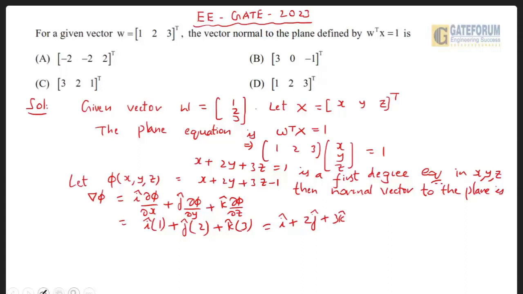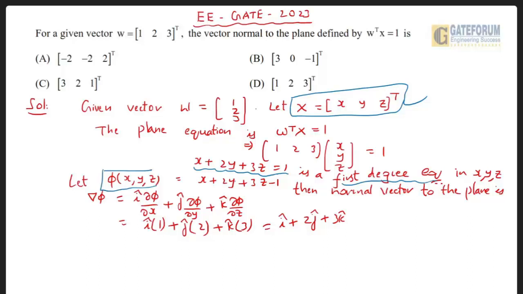Okay. So this is a very, very important step. Without taking X, we cannot find the plane equation. This is the plane equation, a first degree equation. These are the highlighted terms, and this is the phi function, the scalar function. How to take it? Bring all the terms from the given equation to one side.